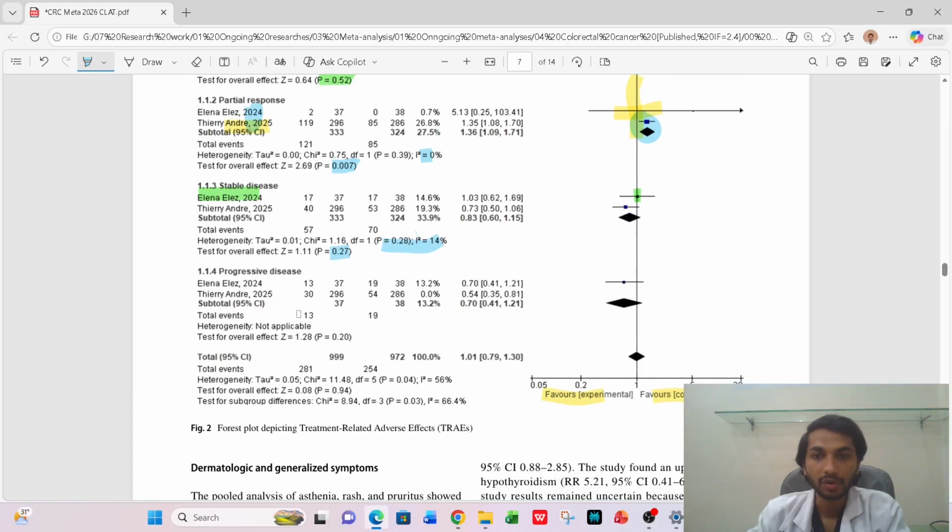Then come to the progressive disease. Here the diamond's length is long as compared to the other one. You can see that 0.41 to 1.1. That is telling about the length of the diamond. And the diamond is touching the central or reference line, so the p-value would be non-significant.